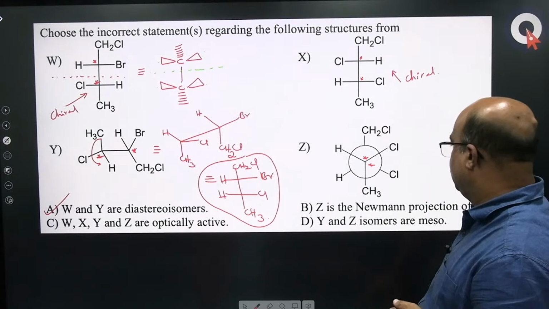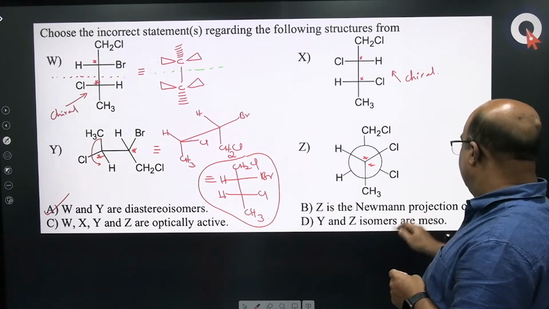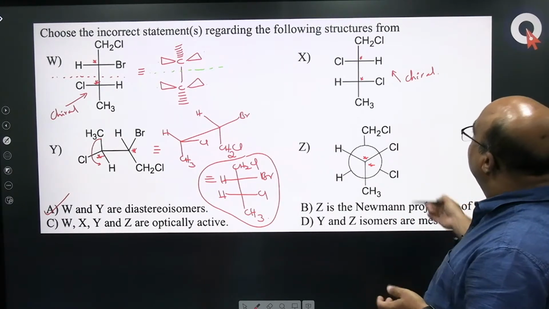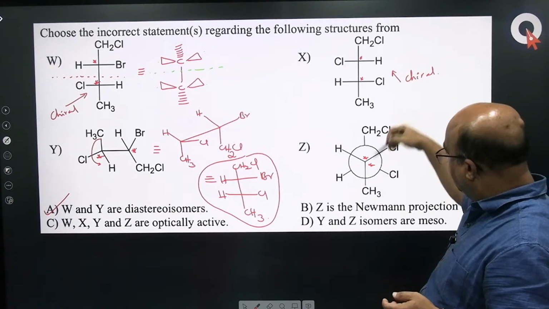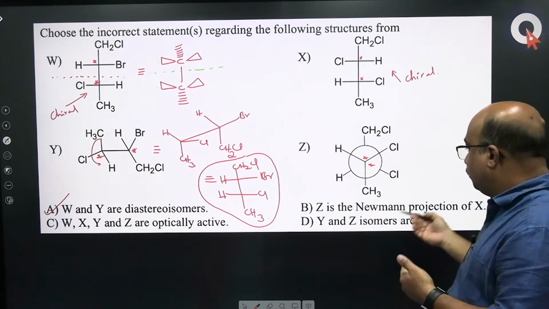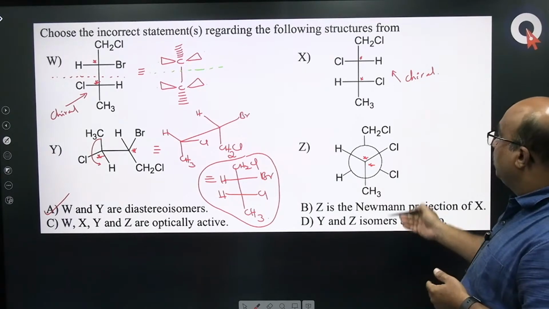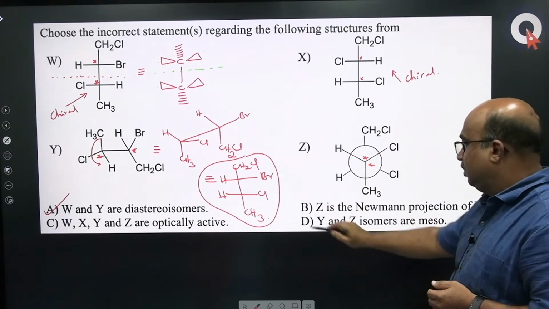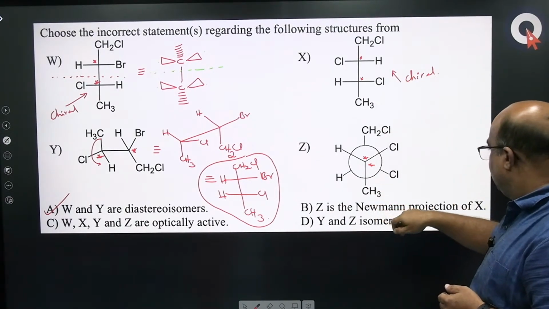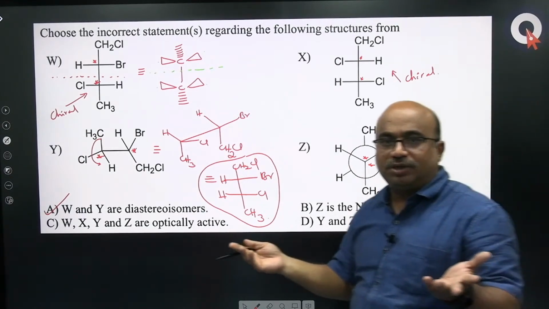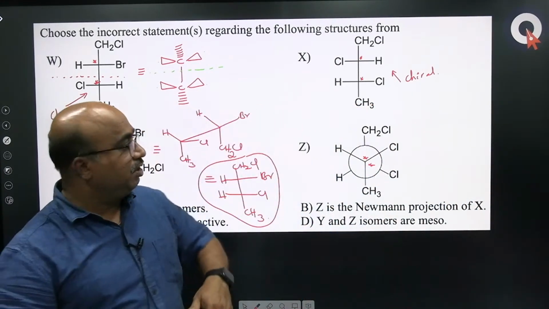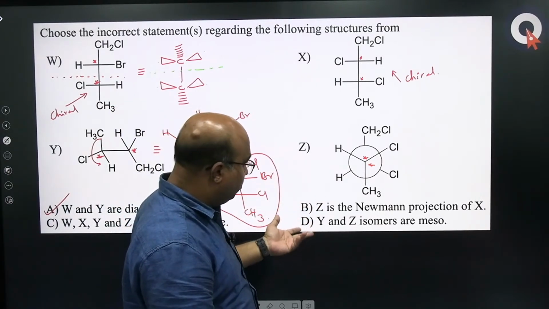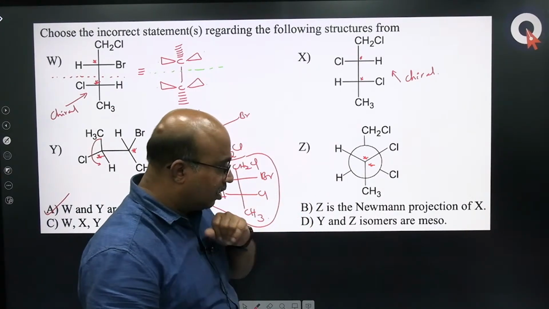The next, coming to Z, it's a Newman projection of X. Yes, because both these are representing the same. So it is a Newman projection for this molecule, maybe not for the same molecule, maybe it is one of the Newman projection representations. Maybe even the compound might be the same, that might also be there. Let us check that also.